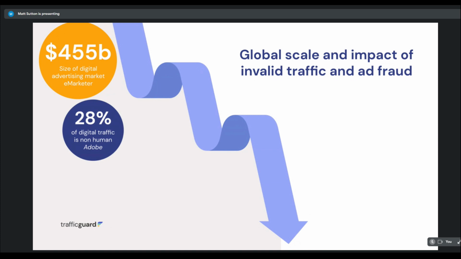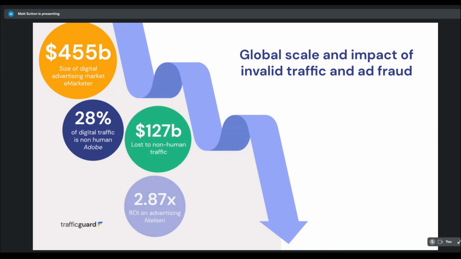And if you go and talk to Adobe, for example, they'll tell you that 28% of that $500 billion actually reaches non-human traffic. So those ads are clicked on by bots and fake traffic, synthetic users that are designed to defraud advertisers. So every single year, of that $500 billion, $127 billion of it is lost to non-human traffic. Think about that. These numbers are absolutely crazy.